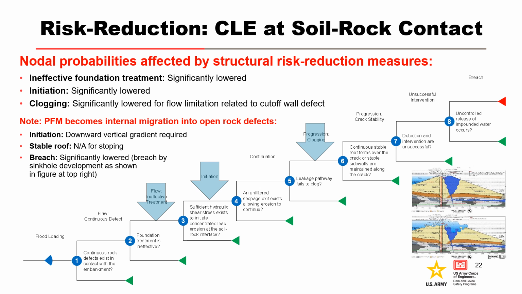For internal migration, only a downward vertical gradient is needed for initiation. A stable roof is not applicable for stoping, and the breach mechanism becomes sinkhole development.